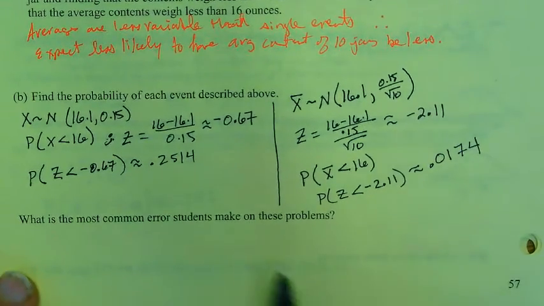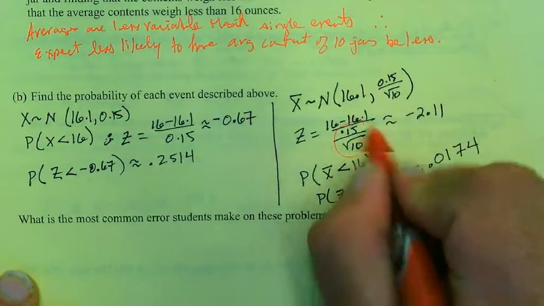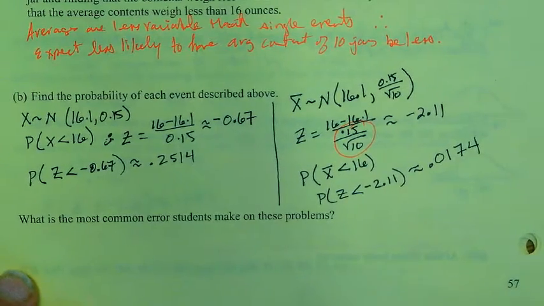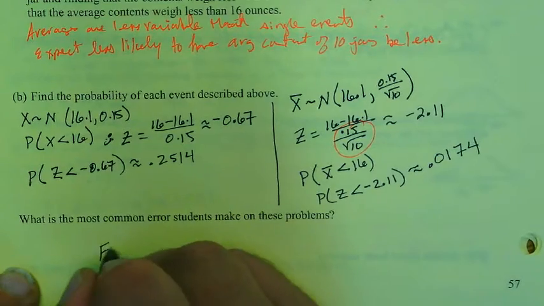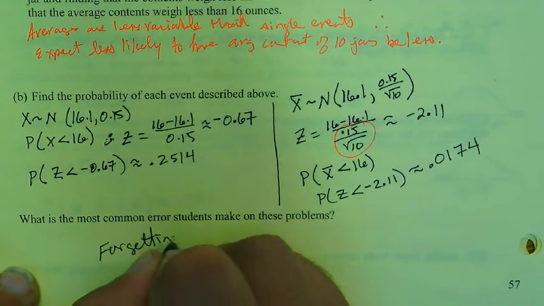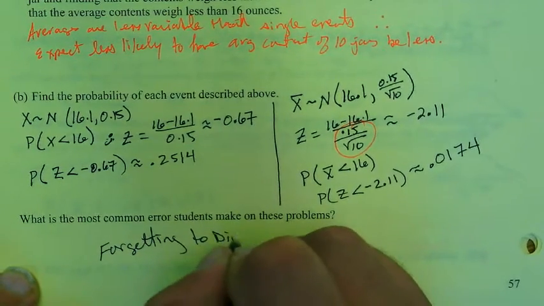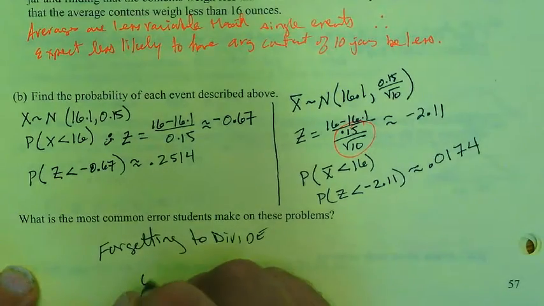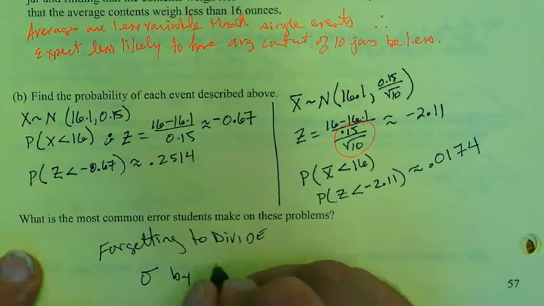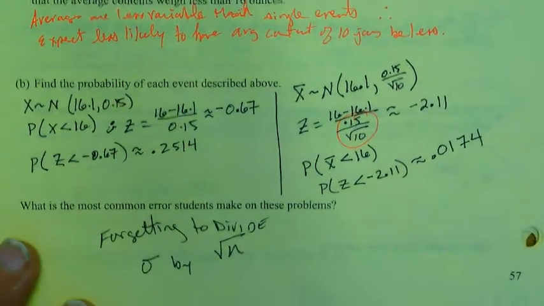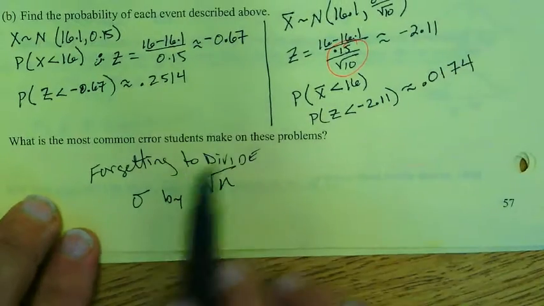Okay? What's the most common error? The most common error comes from this standard error. The most common error is forgetting to divide sigma by the square root of n. Okay? Forgetting to divide sigma by the square root of n.